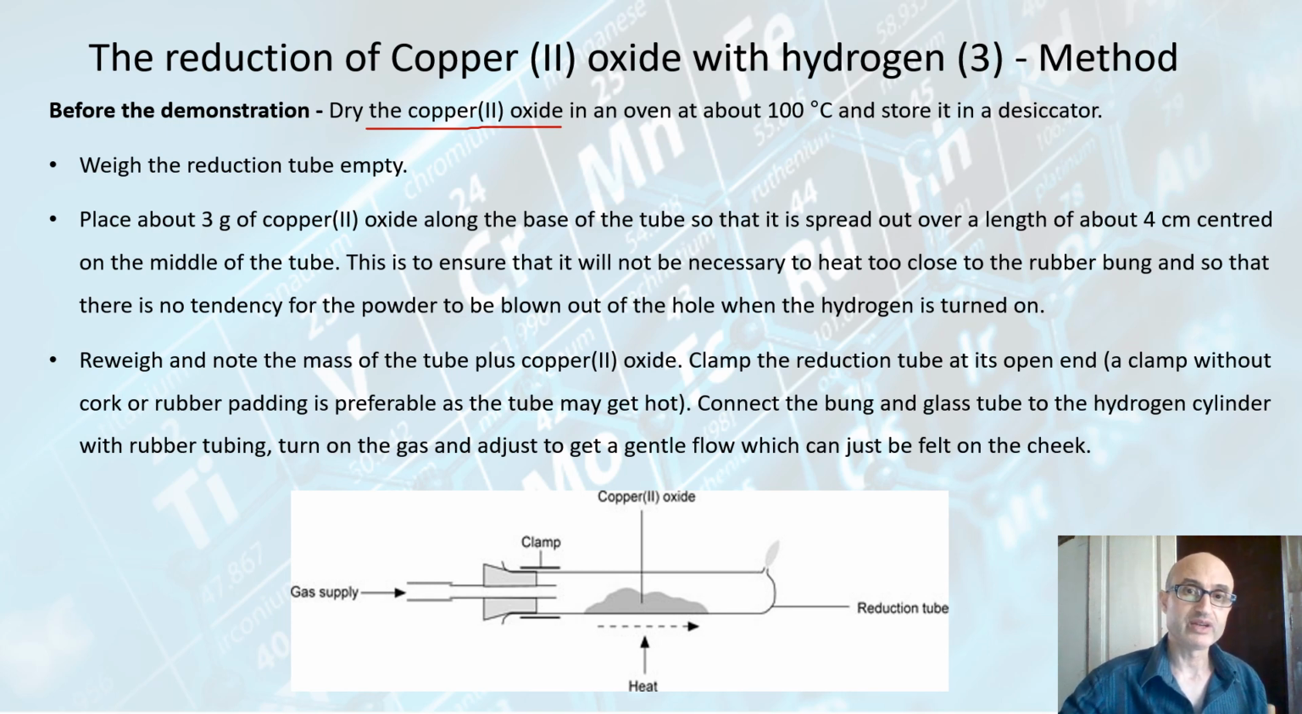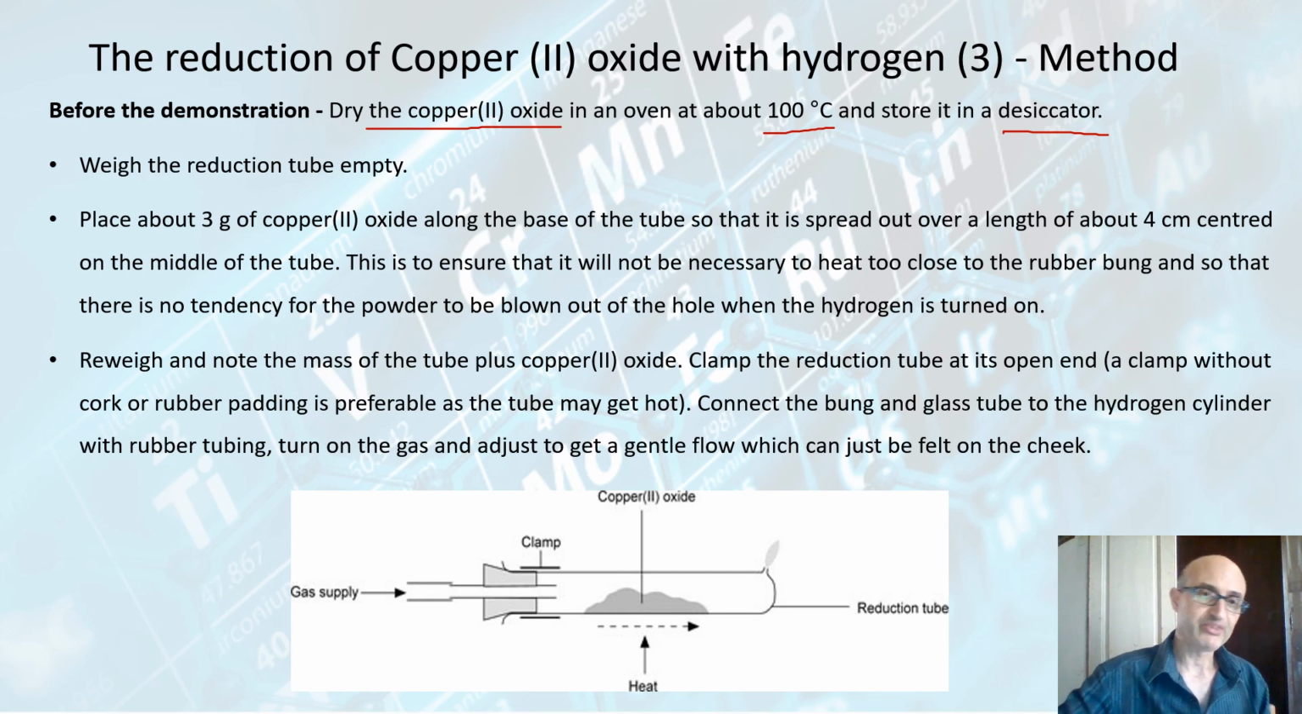The copper is dried out typically in an oven at 100 Celsius. I would say it is heated for around half an hour. It is stored in a desiccator. A desiccator basically is a sealed container, containing a desiccant such as silica gel that will keep your copper 2 oxide dry until the time that you need to use it.